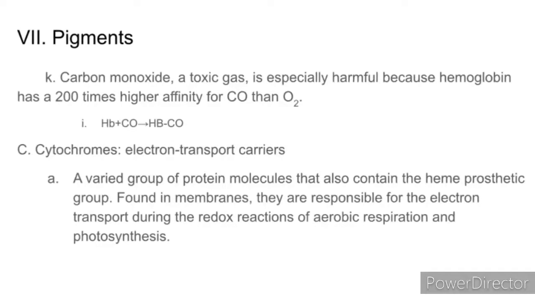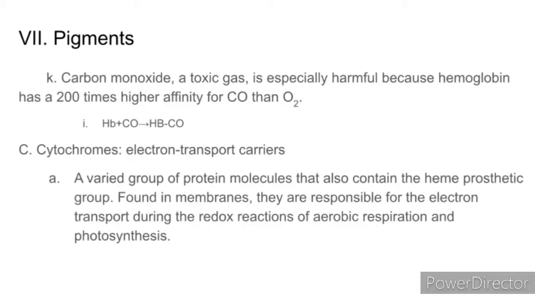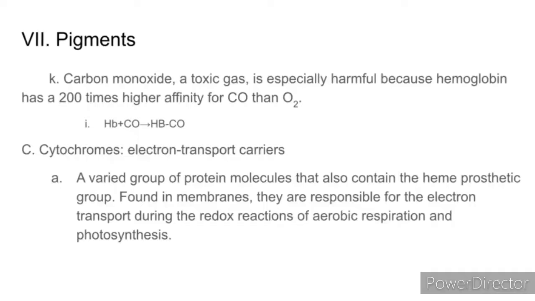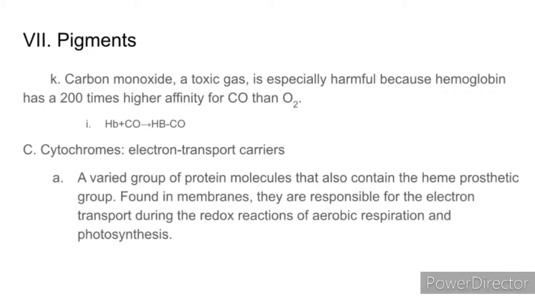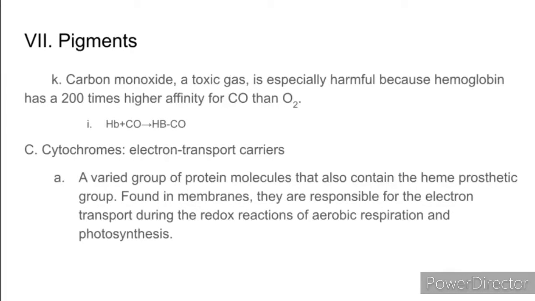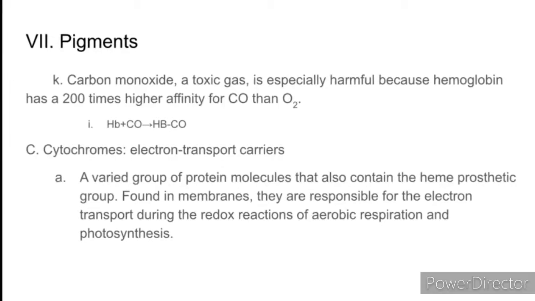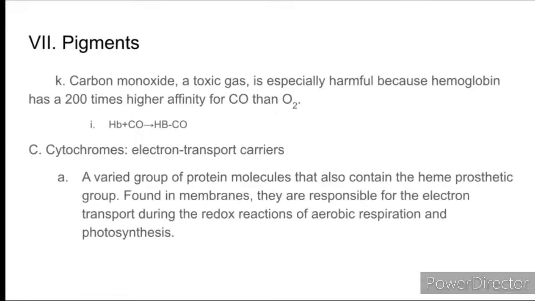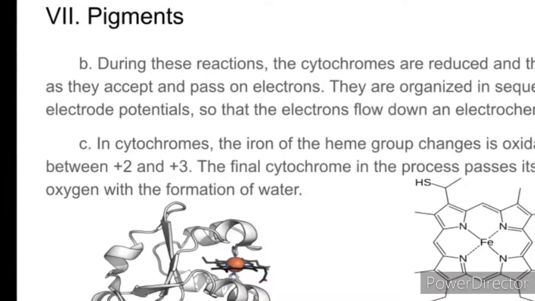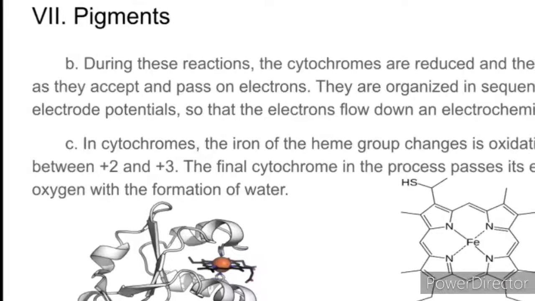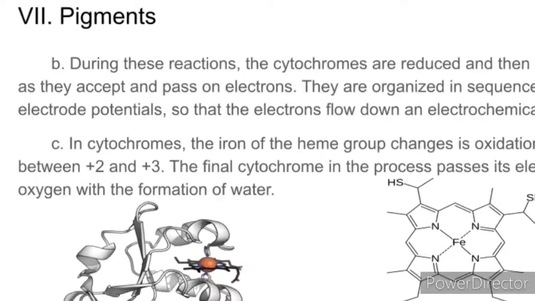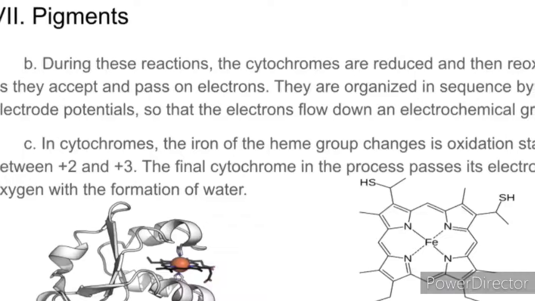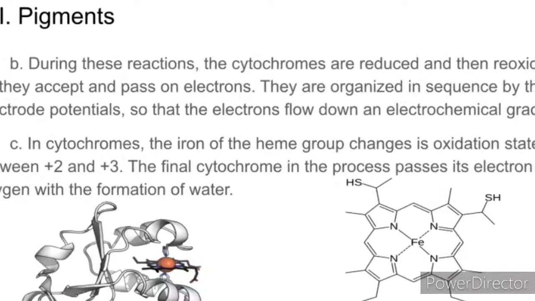Next, we're going to talk about cytochromes, which are electron transport carriers. This is a varied group of protein molecules that also contain the heme prosthetic group, found in membranes, and they are responsible for the electron transport during the redox reactions of aerobic respiration and photosynthesis. So this is going to be found in both animals and plants. During these reactions, the cytochromes are reduced and then reoxidized as they accept and pass on electrons. They are organized in sequence by their electrode potentials so that the electrons flow down an electrochemical gradient.